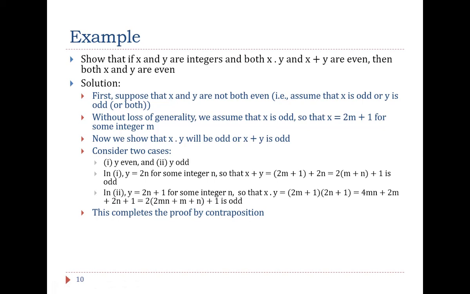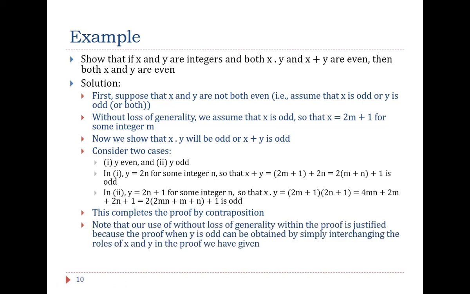And okay, so note that our use of "without loss of generality" within the proof is justified because the proof when y is odd can be obtained by simply interchanging the roles of x and y in the proof we have given. So I think that out of precaution, mathematicians would give it a try very quickly and would show that, okay, it really does not matter. But you should think about it, okay? So instead of writing the proof, you just say "without loss of generality", and it's good to give it interpretation since the roles of x and y in the property are interchangeable.